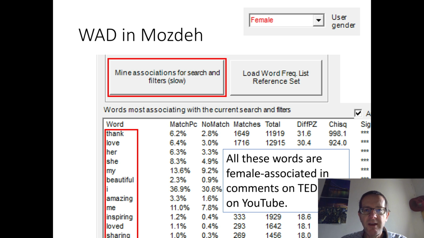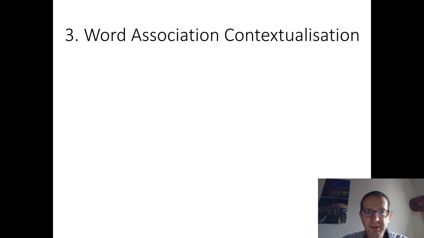Okay, so this is comparing the female authored comments on TED Talks on YouTube against the remaining comments on TED Talks on YouTube. So for example, the top word says that comments authored by females 6.2% of the time contain the word thank, whereas the remaining comments contain the word thank only 2.8% of the time. So we have a difference. So thank is more likely to be used by females, and because there are 3 stars at the end, the difference is statistically significant. Okay, so that's how it works.